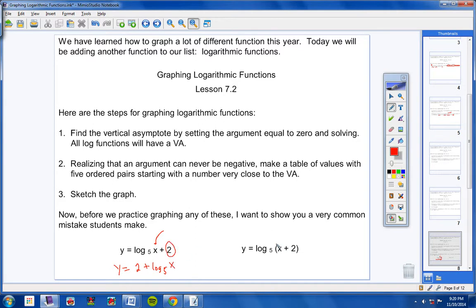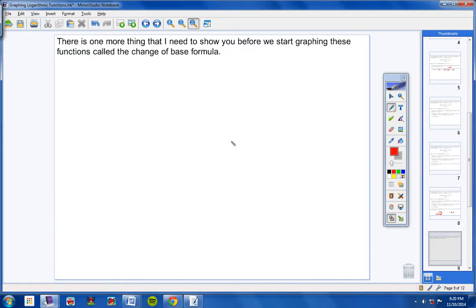Here, however, you are taking the logarithm of this entire expression. Okay, so please make note of that. You need to know that difference. This is a very common mistake that students make. So please understand that. Okay, continuing on. Now, there's one more thing I have to show you before we start graphing these functions called the change of base formula.